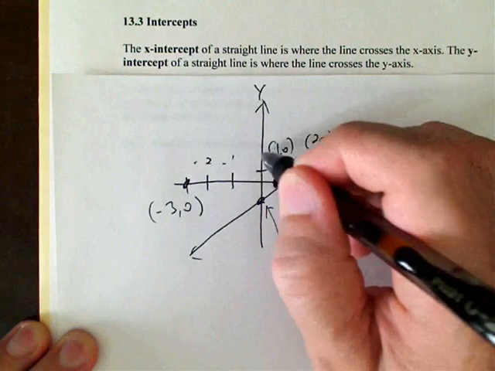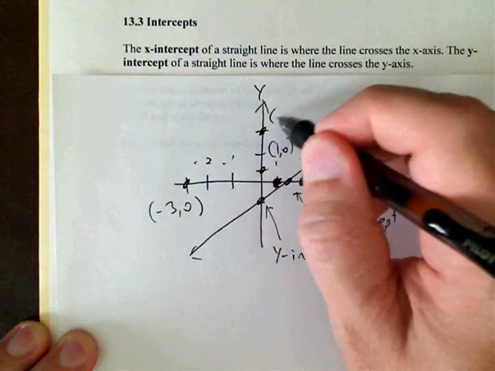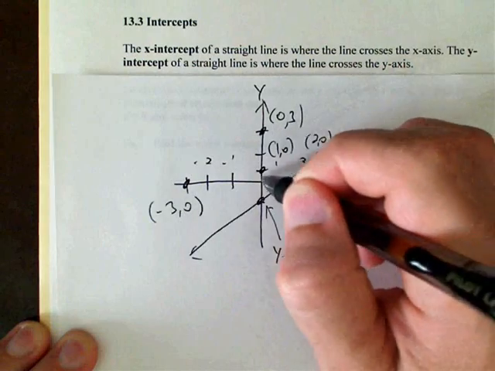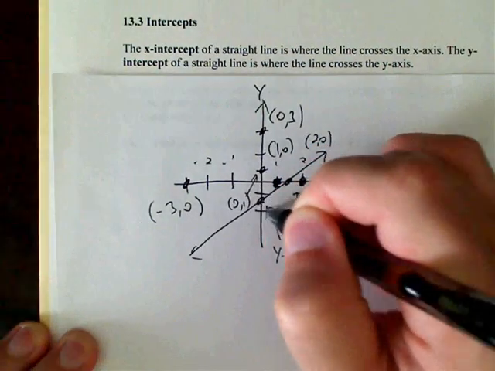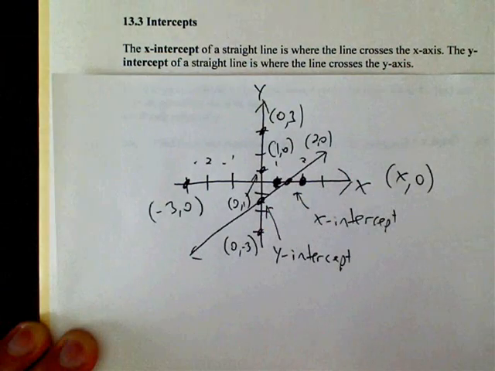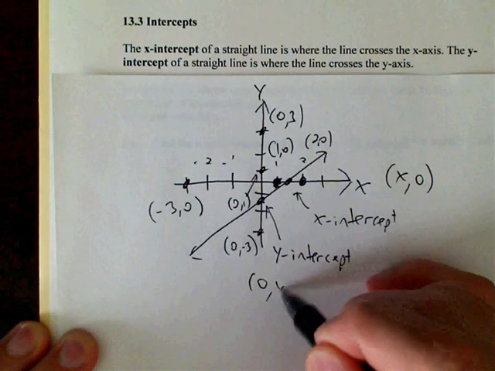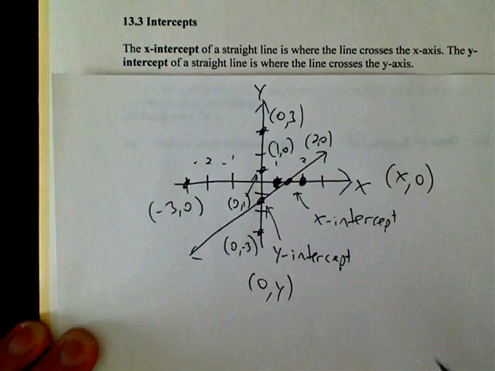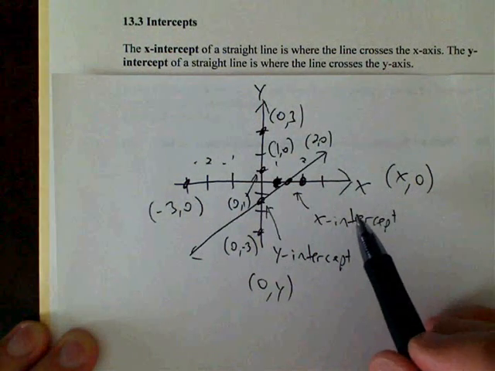Now, for the y-axis, if we label that point and that point, that would be 0, 3. This point would be 0, 1. This point would be 0, -3. So any arbitrary point on the y-axis would be 0, y. The point of this is to give you an idea of how to find x-intercepts and y-intercepts algebraically.